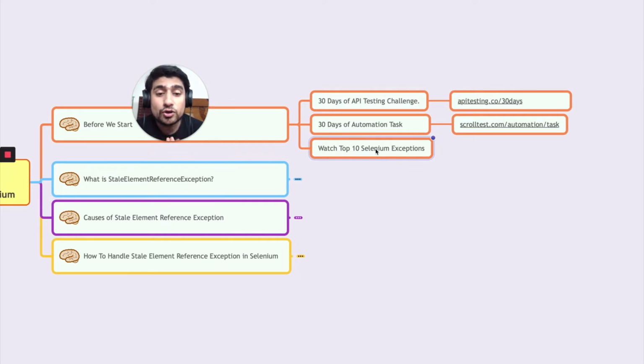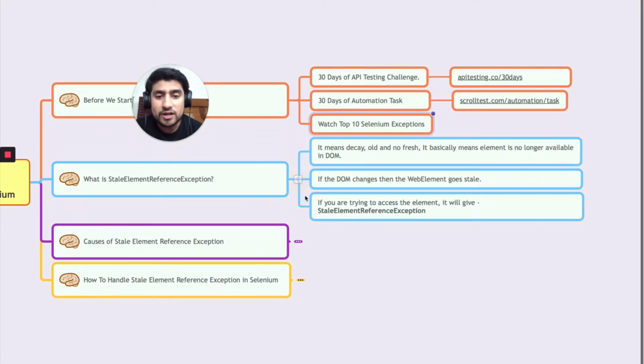Also, watch my top 10 Selenium exceptions video, because this is one exception from that top 10 list. These top 10 Selenium exceptions, you should know about as a QA because people are going to ask you about them in interviews, as well as whenever you are creating your own automation scripts. You need to handle those exceptions properly. So let's get started with the stale element exception.